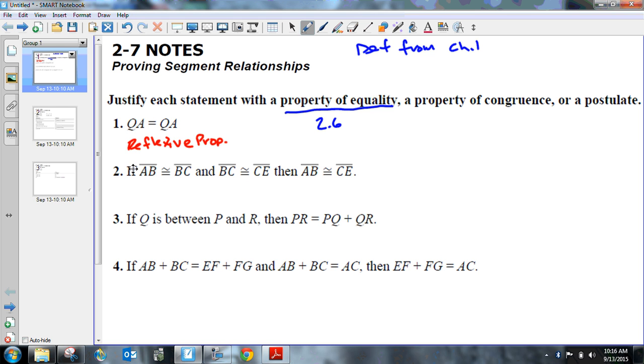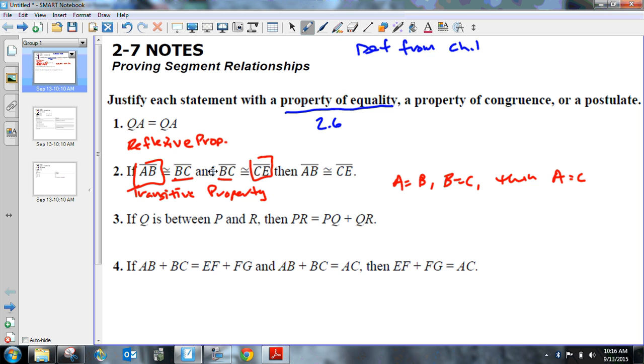Number 2 states that if AB is congruent to BC and BC is congruent to CE, then AB is congruent to CE. So this is the transitive property. And if you think about the definition of that, that was when it said A is equal to B and B is equal to C, then A is equal to C. Okay, so that follows the same thing. Basically what I remember is if these two middle things are the same, then you can make the statement of congruence with these two things.